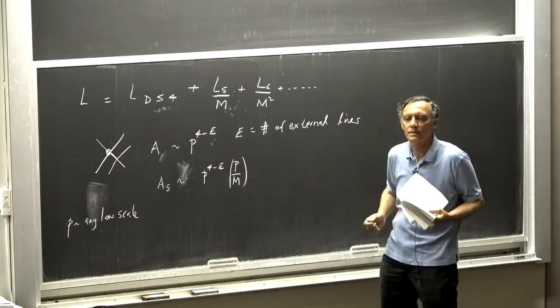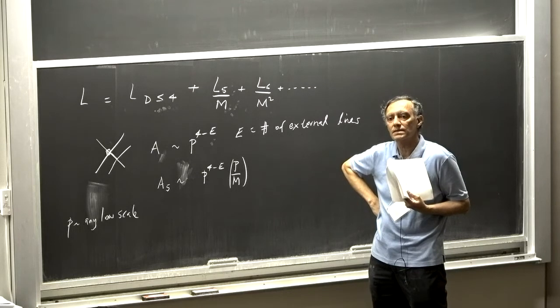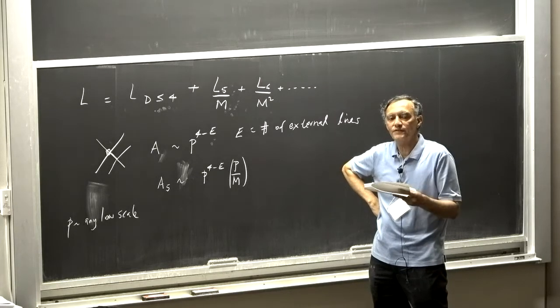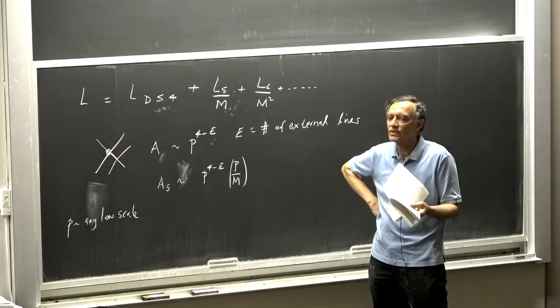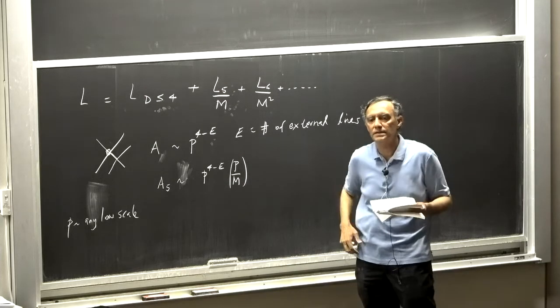Yeah? Can't you always get rid of the phi cube as well? Like through constants? No, because you can do a shift in phi to get rid of the linear term, but now you can't do any more shifts. Yeah, I don't think you can.